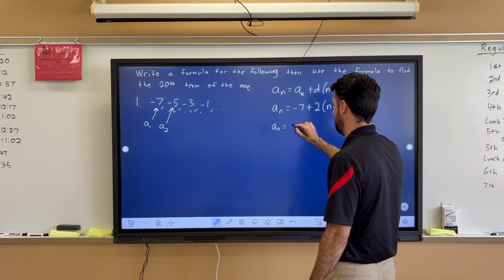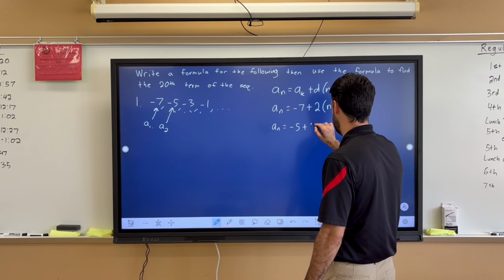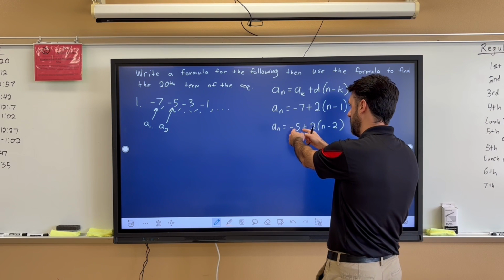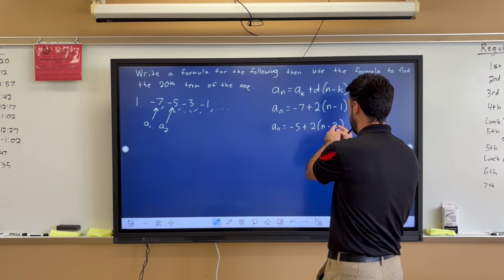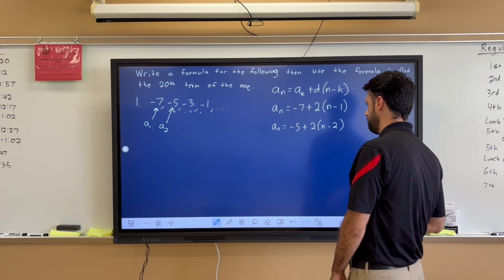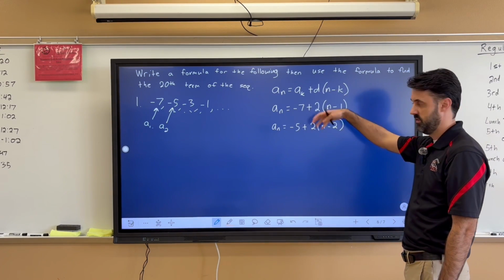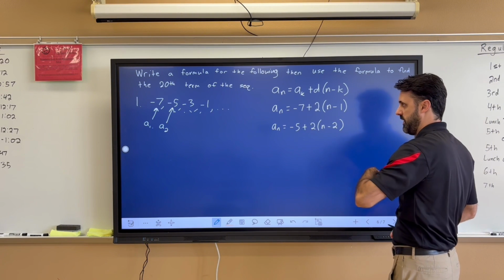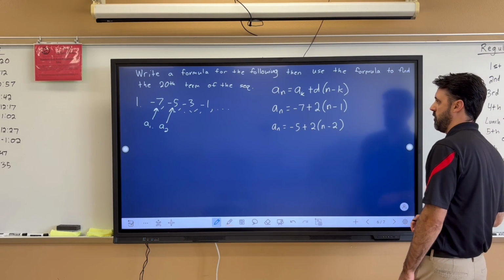A sub n equals negative 5 plus 2 times n minus 2. All right, the second term would go here, and because we're using the second term, we'd put a 2 in for k. All right, so these are actually the same formula. And if we were to distribute and combine like terms, you would actually see they simplify into the same formula.